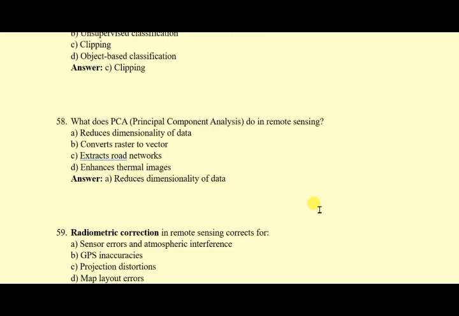Question 58. What does PCA, Principal Component Analysis, do in remote sensing? Reduces dimensionality of data, converts raster to vector, extracts road networks, enhances thermal images. The right answer will be reduces dimensionality of data.